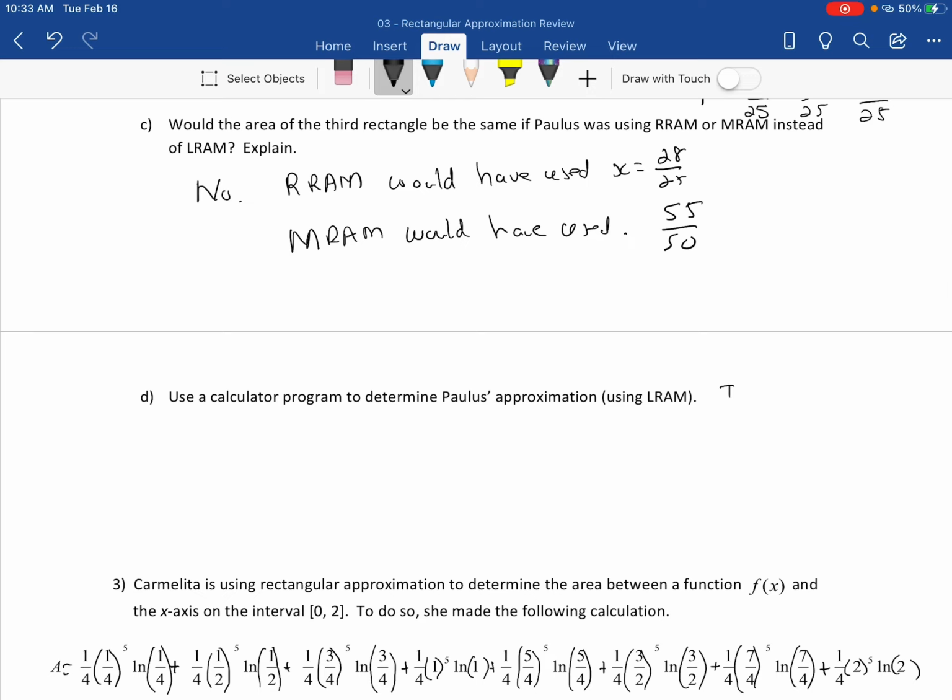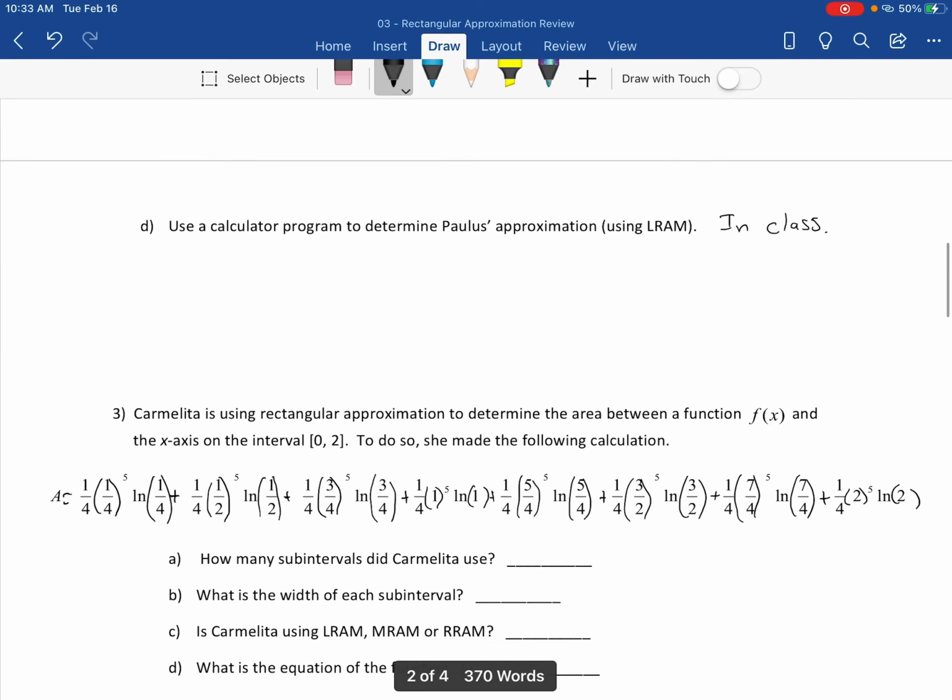The next one asks to use the calculator program, so we'll have to do that in class. We'll have to get those calculators in our hands and really see how the calculator program will do this. And actually, it's going to work pretty well to get some practice at doing this by hand and then see how the calculator works in class.